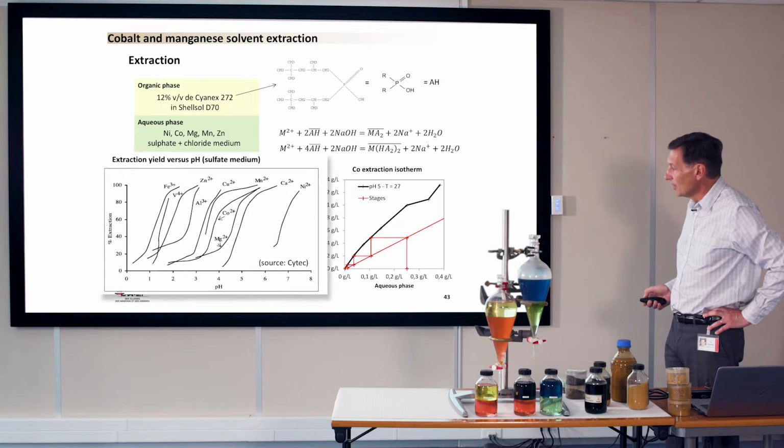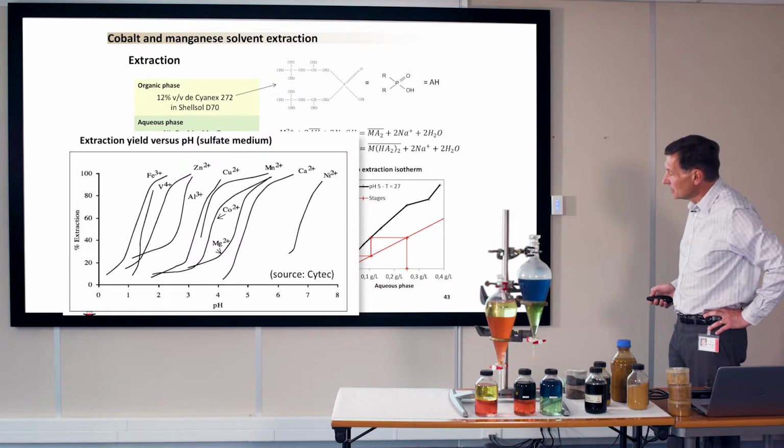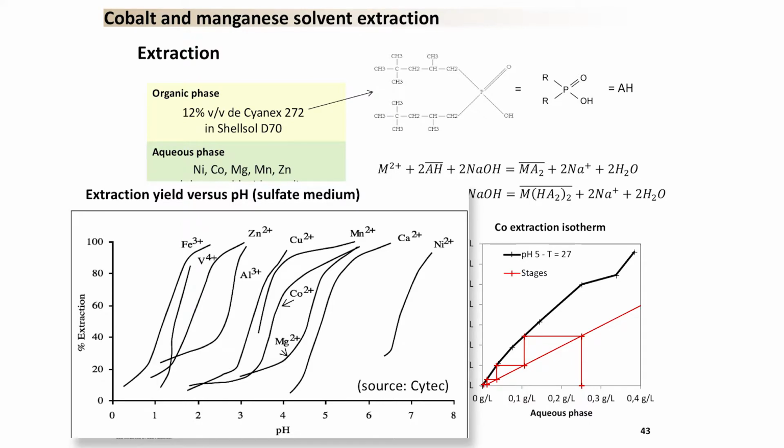On this diagram, regarding the pH and the yield of extraction, you see here the nickel extraction curve at rather high pH, the manganese and cobalt extraction curve at pH about 4, and the zinc extraction curve. This diagram indicates that to recover selectively manganese and cobalt, you have to be at pH 4 during the extraction and not at pH 6, because at pH 6 you will recover also the nickel, and you don't want to do it.